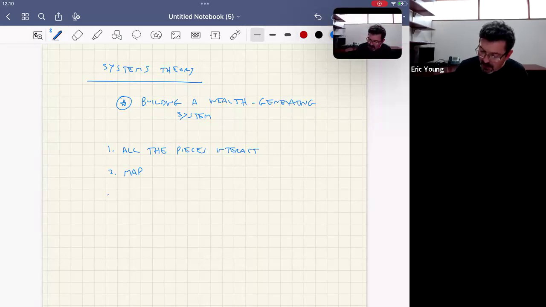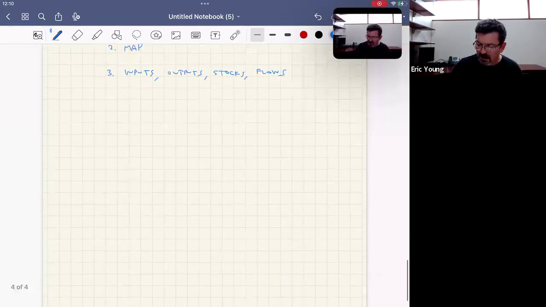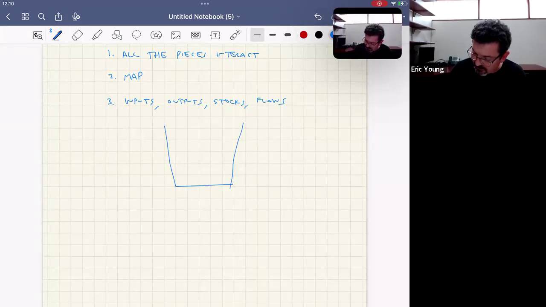Okay. Another idea, when we talk about systems theory, we're talking about inputs and outputs and stocks and flows. Now, I'm not talking about stocks like the stock market. I'm talking about something else. Let me give you an example of how this works. I want you to imagine, and my drawings are terrible, a bathtub, or let's just say a bucket. So you've got a bucket. And this bucket, we're going to look inside, and this bucket is filled with water. So you've got some water in this bucket.